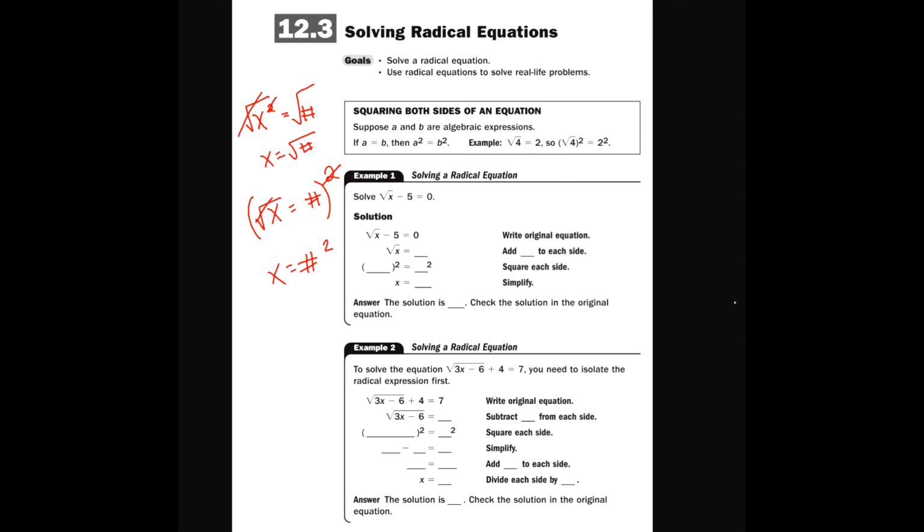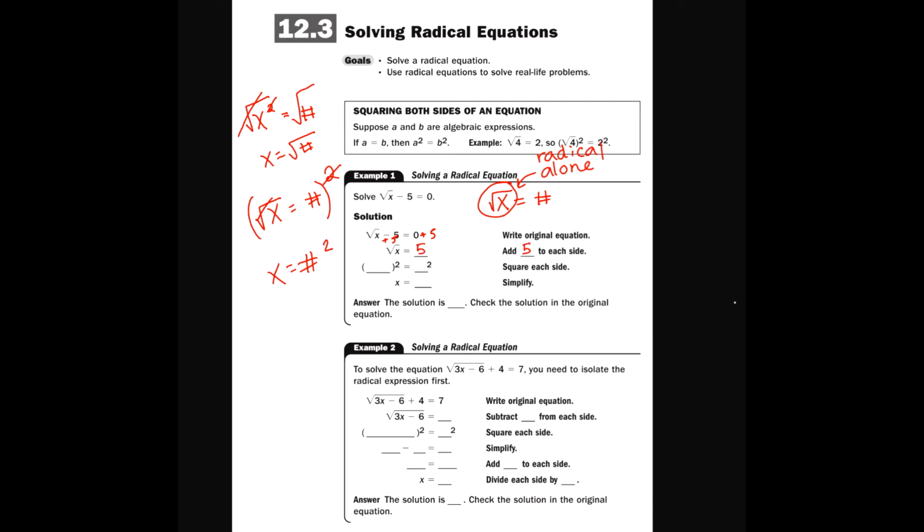So what if I have radical x minus 5 equals 0? Well, before I can square both sides to get rid of the radical, I need to get the radical x equal to a number. So I need this to be alone on one side. You need the radical to be alone. So before I can do that, I need to add 5 to both sides. So that gives me radical x equals 5.